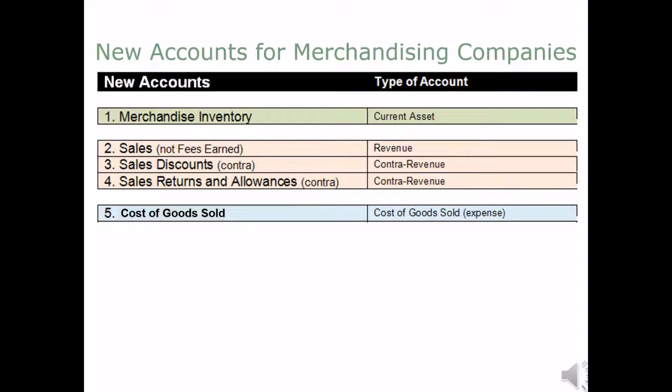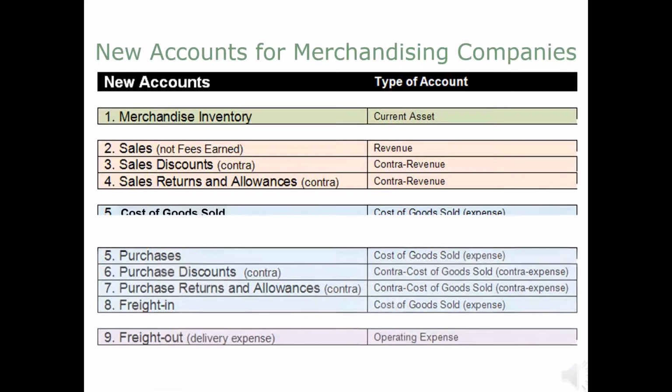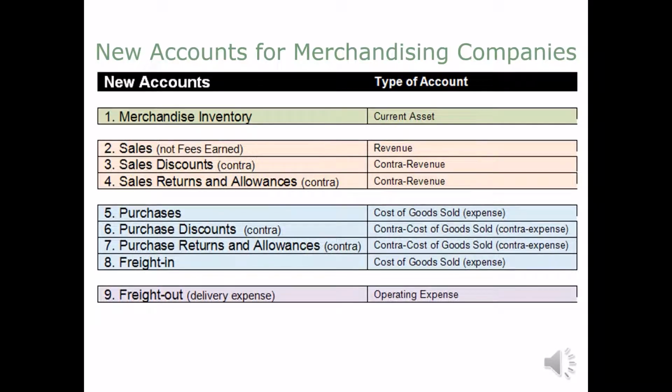Accounts 1 through 5 are the new accounts that we added when we changed our company from a service company to a merchandising company. The primary change in accounts for companies using the periodic inventory system is that the cost of goods sold account is not used, and instead we use these accounts: purchases, purchase discounts, purchase returns and allowances, and freight in.